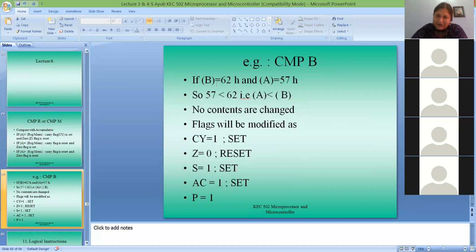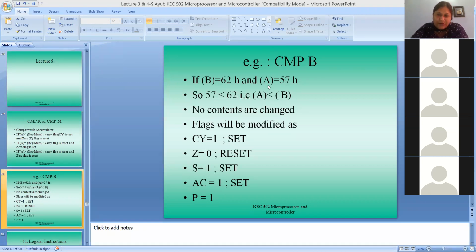So we'll see the example. If your example is CMP B, that means you are comparing B register contents with accumulator contents. Suppose your B register is containing 62 hex, and accumulator is containing 57 hex, then accumulator contents are compared with B register contents. So accumulator is placed over here, B is placed over here. Now which is less? Accumulator is less, because accumulator is containing 57.